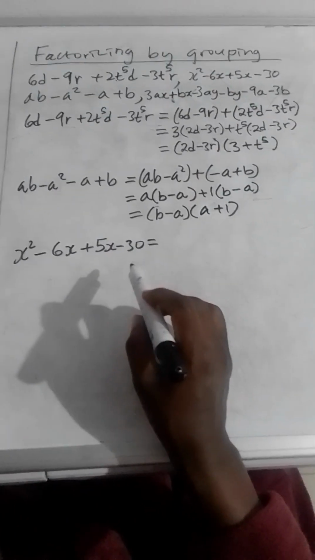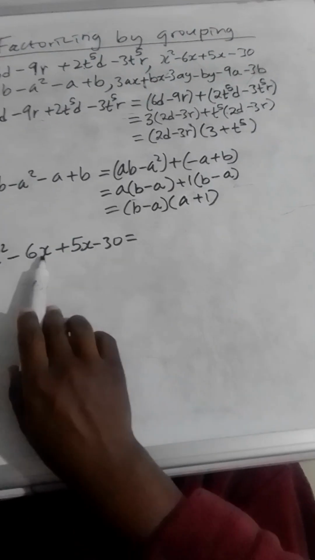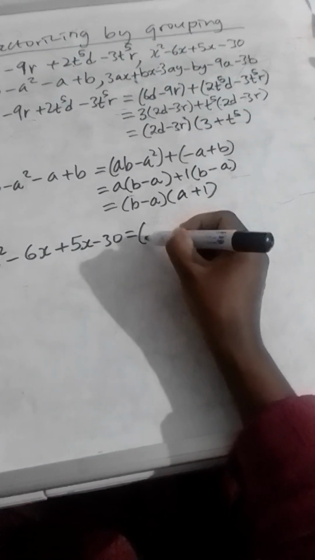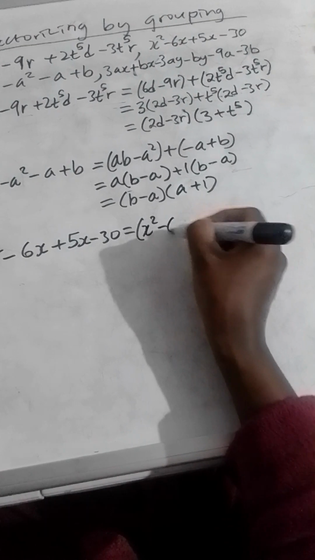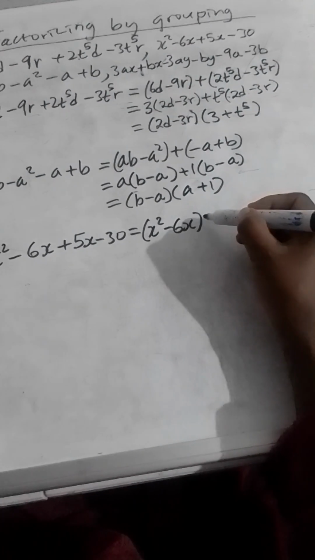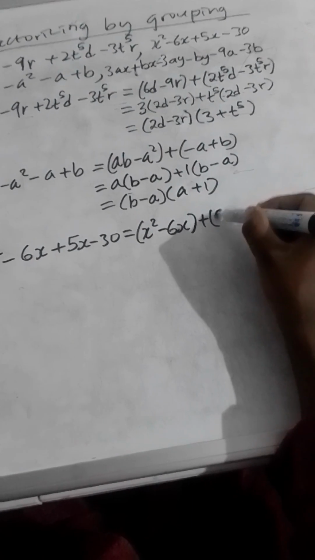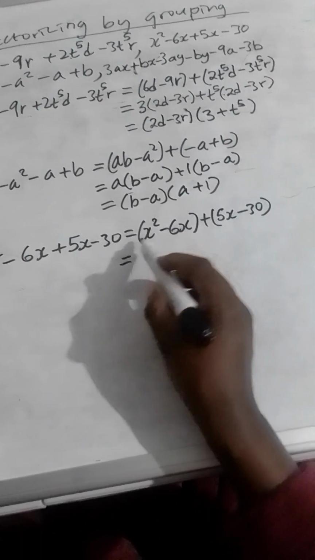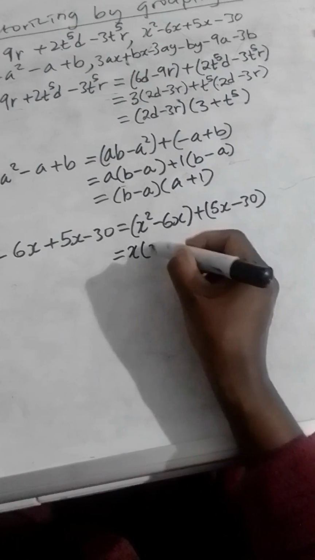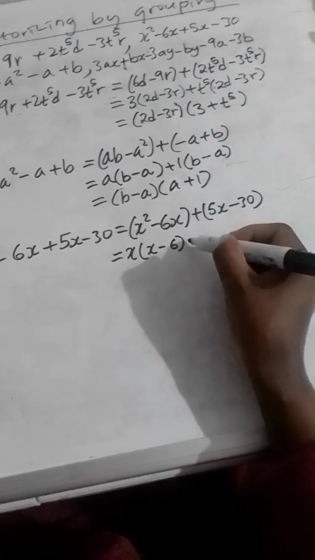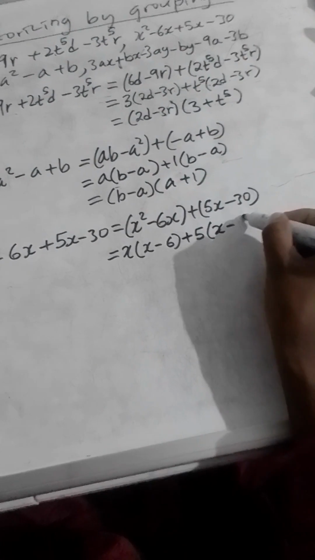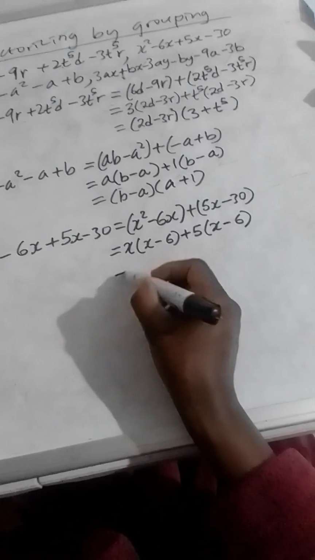And in this case, I'm going to group these two together because I can see x and x, which means the other two must go together. So we'll write x squared minus 6x plus, you always have a plus between the groups, 5x minus 30. And then this gives us what? Highest common factor here is x. So we have x minus 6. And then plus 5 into x minus 6.